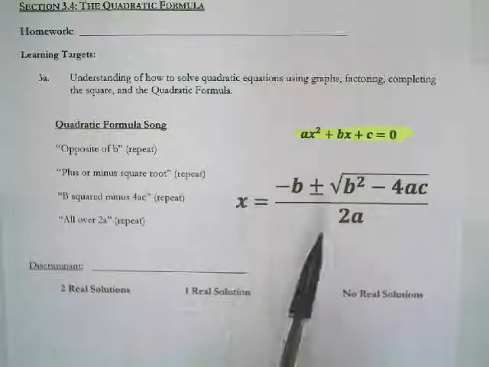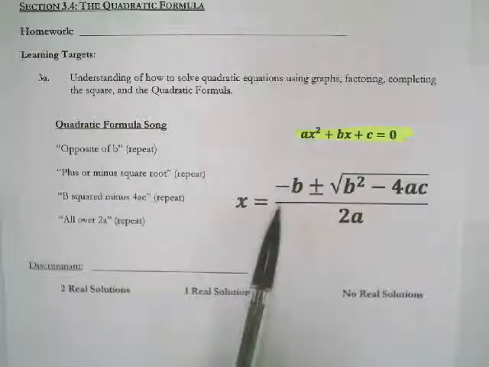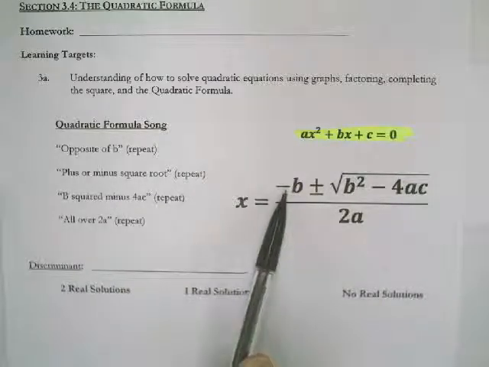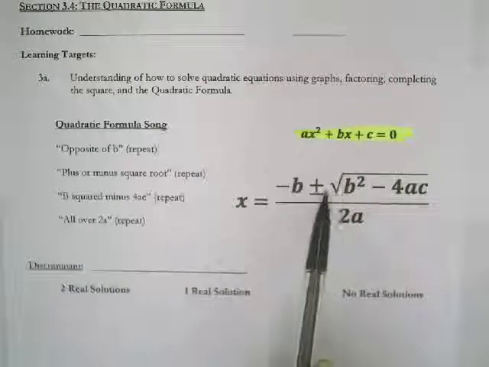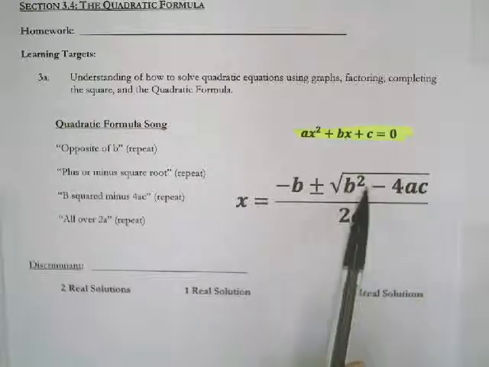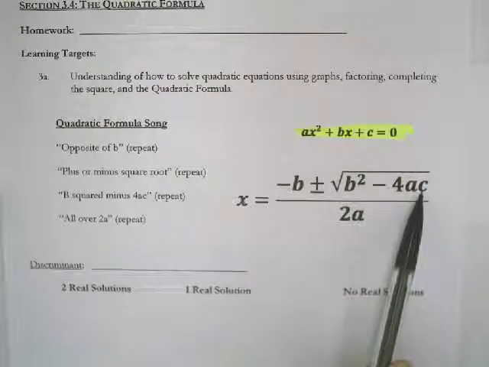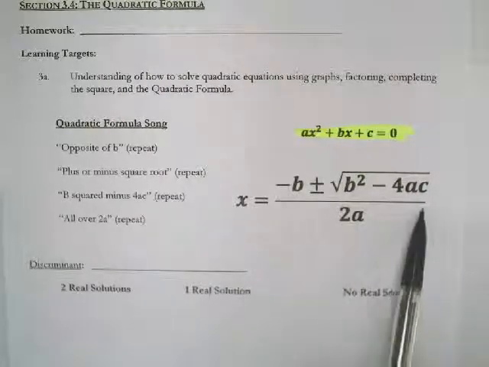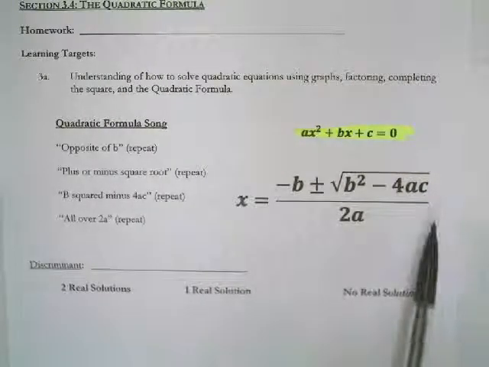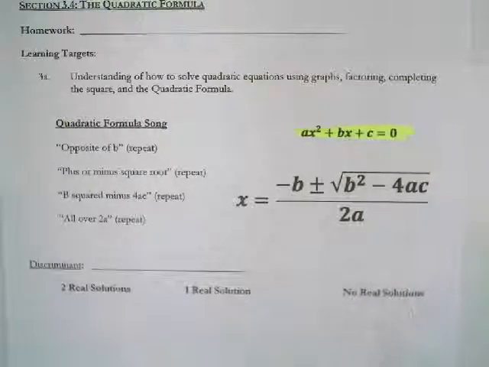Opposite of B, plus or minus square root, B squared minus 4AC, all over 2A. So it's a silly song, but it helps people remember, especially if you haven't had to do the quadratic formula before.